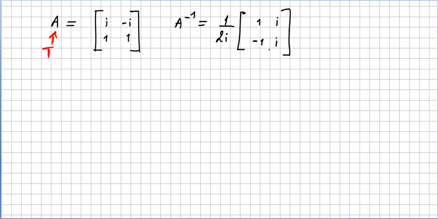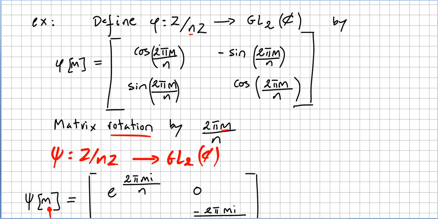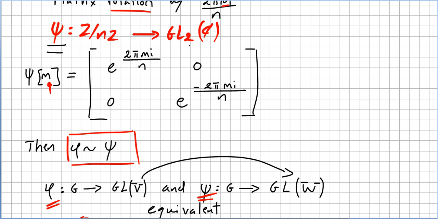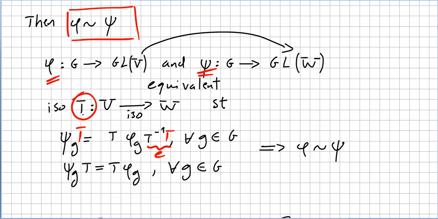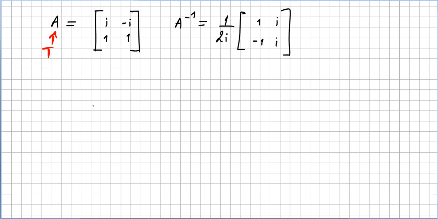Quick revision. We defined phi, going from this group to the general linear group, where phi was given by this matrix, the rotation by 2 pi m over n. And we also got psi, which takes us from this group to the general linear group, and psi of m is given by this matrix. We said that phi is equivalent to psi, or there is an equivalence between phi and psi. So we need this iso T, as we saw in the previous video, and I say that A is that T that we need.